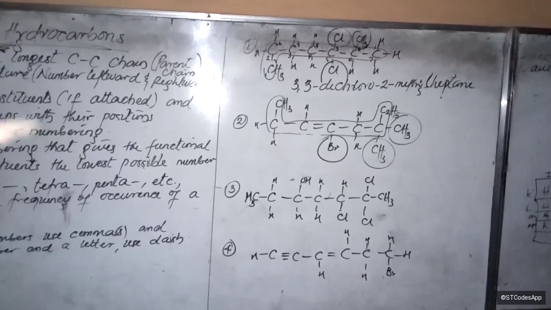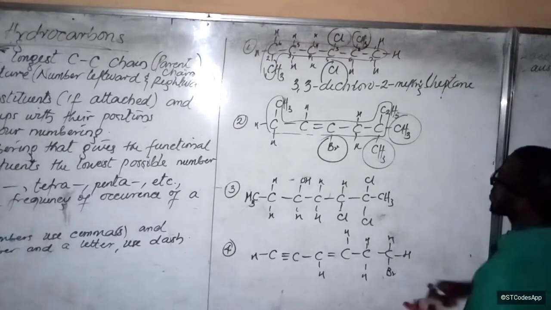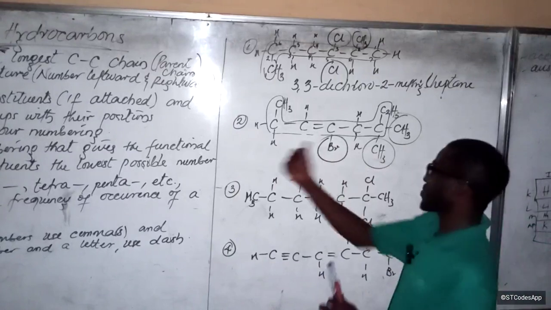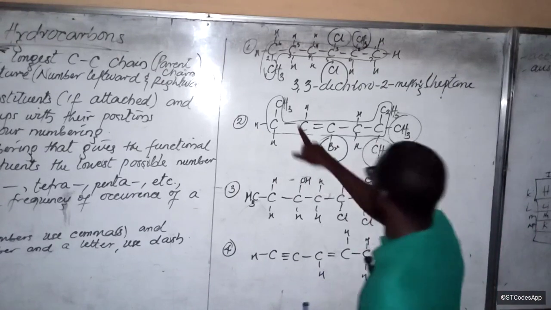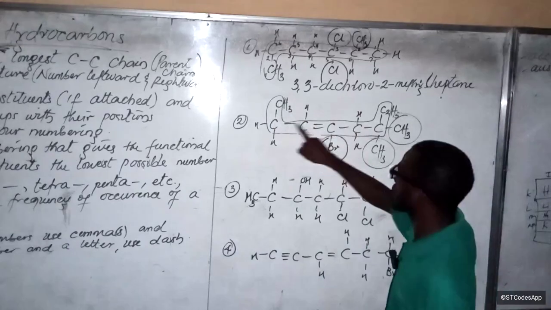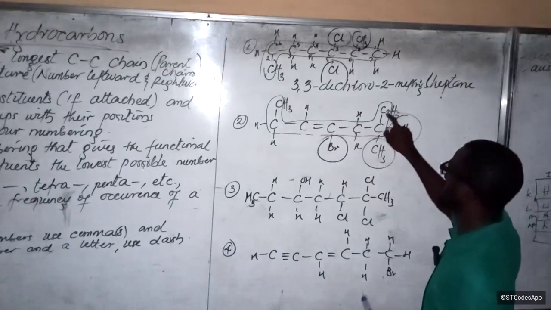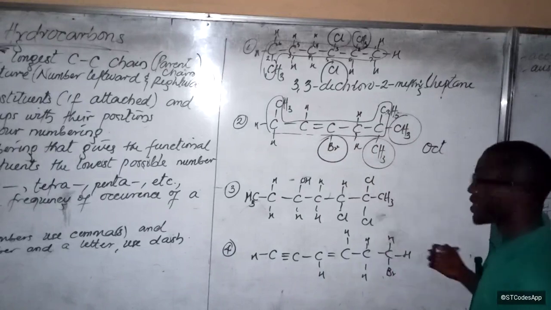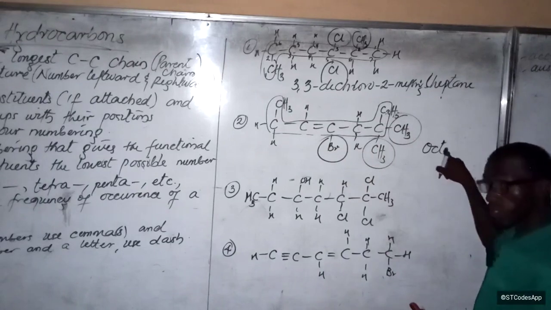So it's on carbon 3. So we're going to name in this direction. All right, so how many carbons do we have here? 1, 2, 3, 4, 5, 6, 7, 8. So 8, right? So we go to write oct. Oct is for 8.